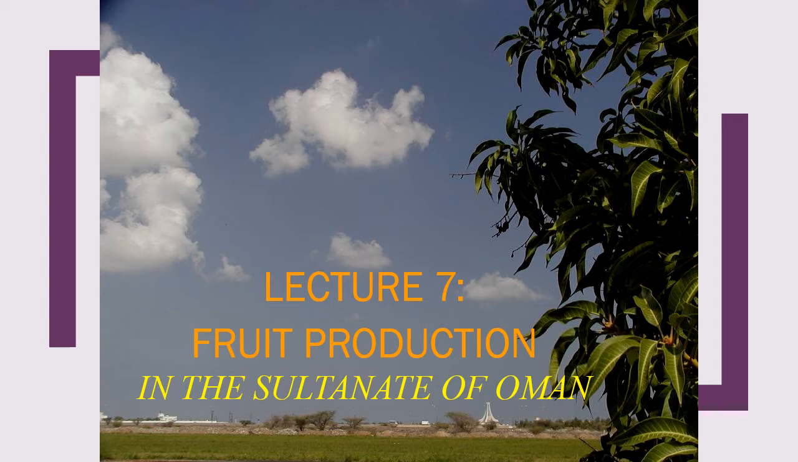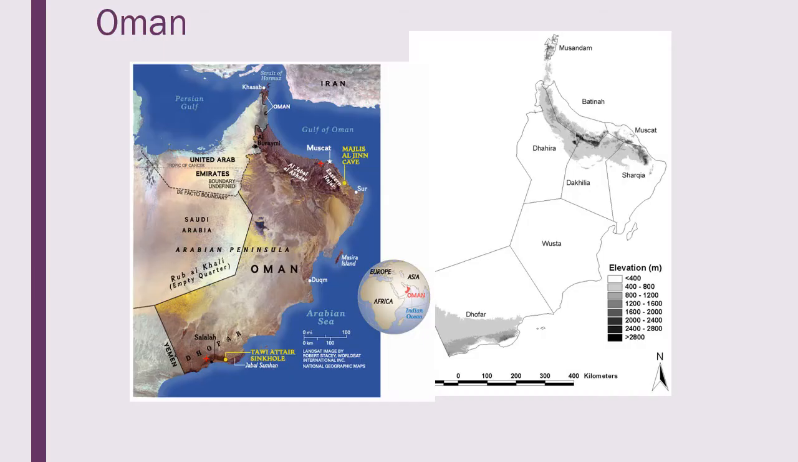And this lecture will focus primarily on fruit production in Oman. And so we'll cover different parts of the country and what kind of crops are grown. As you're already aware, Oman is a completely diverse country. There are huge differences or variations in the geography as well as the climate.